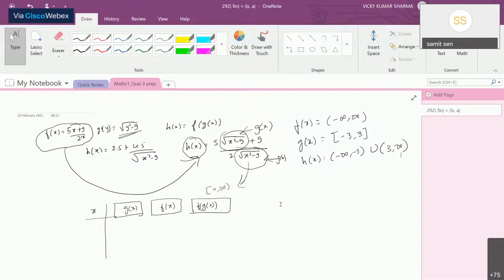Just tell me whether I am making a mistake here or not. When we take the range of g of x, meaning the output of g of x, then all this output, I will check in the f of x as an original function or f of x as a composite function.